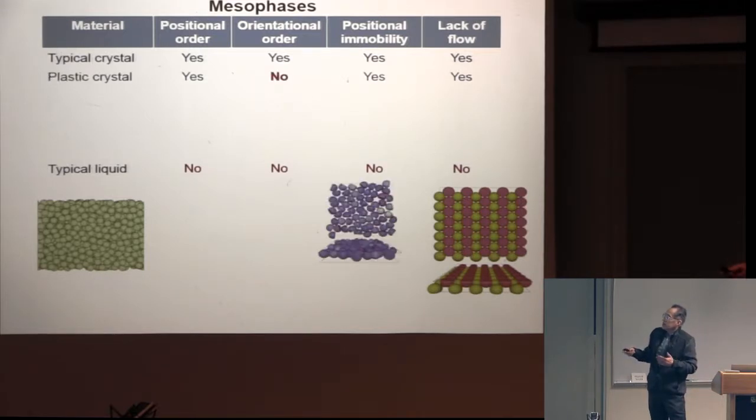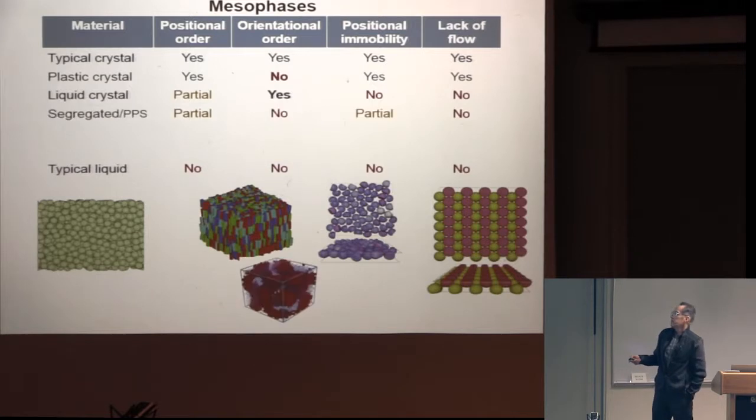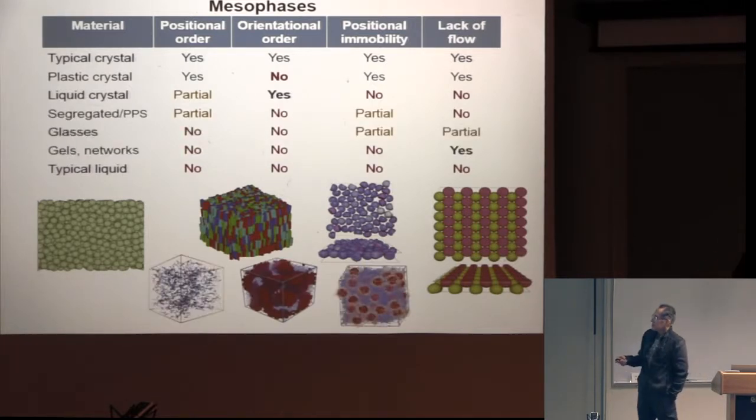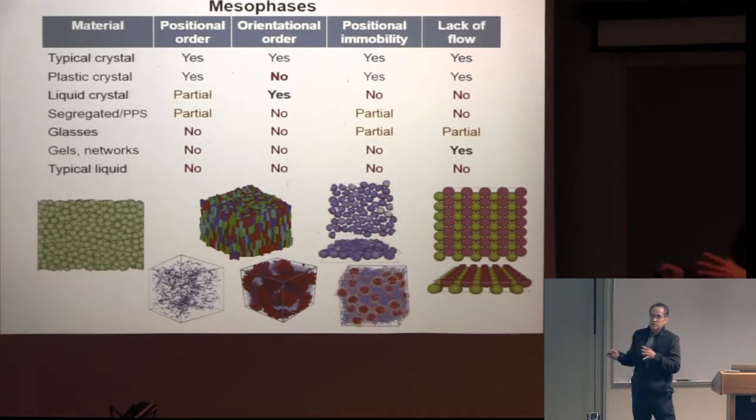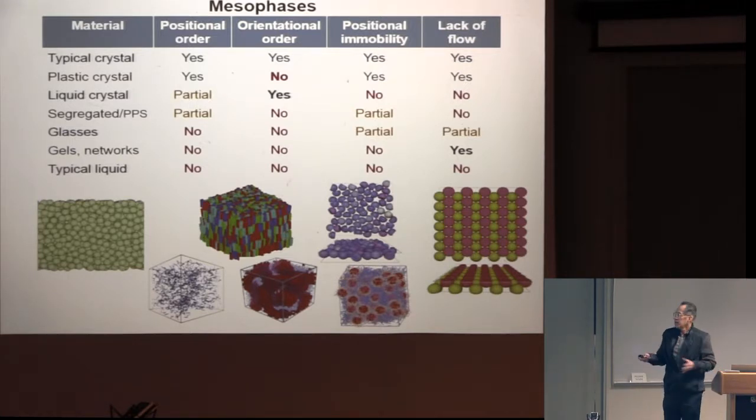In the mesophase, you may have something like a plastic crystal or a liquid crystal, or segregated phases like in block polymers, or glasses, or gels in networks. And if you look at these criteria, some will be yes, some no, some will be partial. But in fact, it is this intermediate combination of features that confers to these materials very unusual microstructures, very unusual properties, which makes them very useful in applications, as you can probably easily recognize.